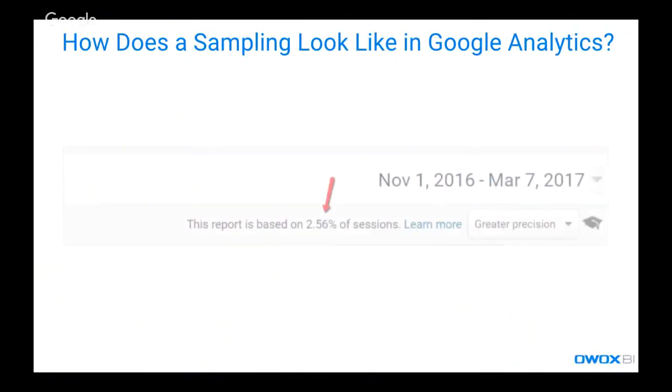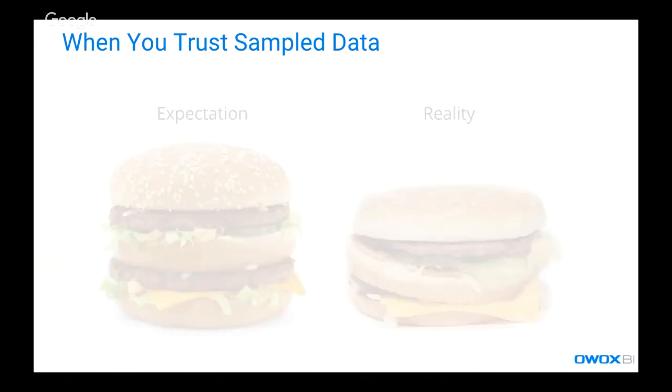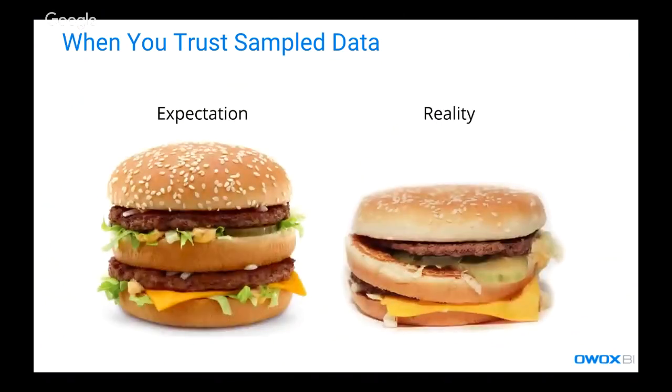It means that the report itself is calculated only on a certain share of data. For instance, here you can see that the report for several months was built on less than 3% of data. Of course, you don't want to make important decisions based on sample data, because if 3% of your audience behaves this way, it doesn't mean that all 100% of your audience behaves the same way. This picture illustrates it in the best way.